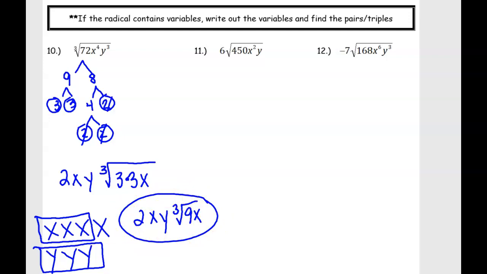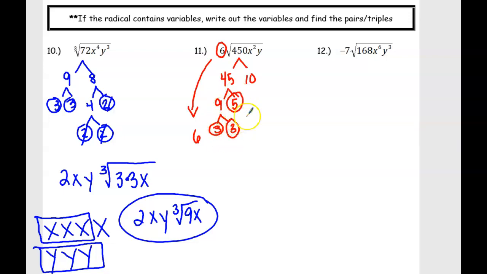Okay, I'm going to switch colors here so we have enough room, and we're going to try number 11. So we've got 450, so I've got my 6, I don't want to forget about that. 450, I'll do 45 and 10. 45, I can do 9 times 5. 5 is prime. 9, I can do 3 times 3.